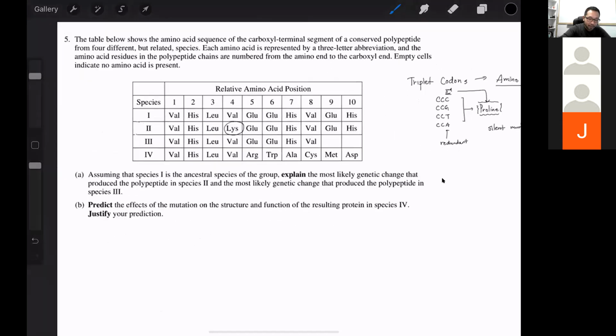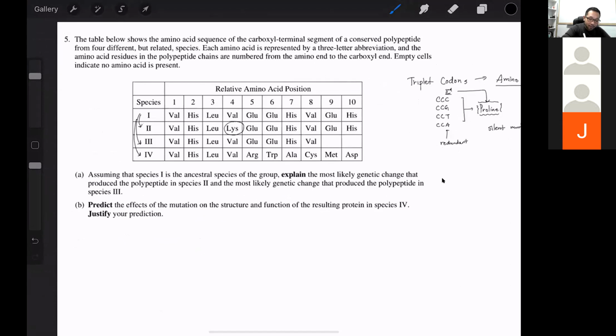However, here we're looking at some changes that have occurred between species 1 versus species 2, and species 1 versus species 3, and of course what may have happened in species 4. So that's the point of comparison that we're looking at. Now, let's take a look at 1 versus 2 first.